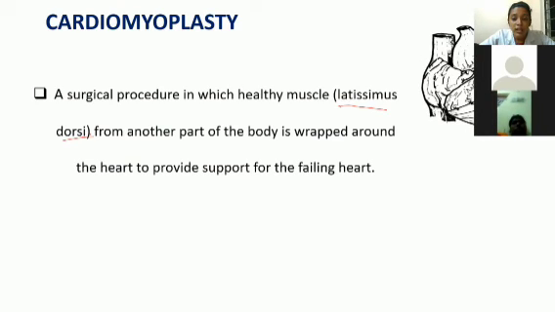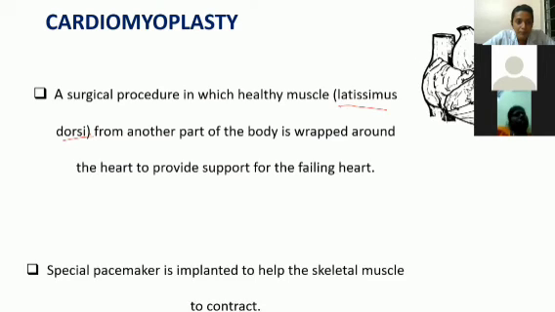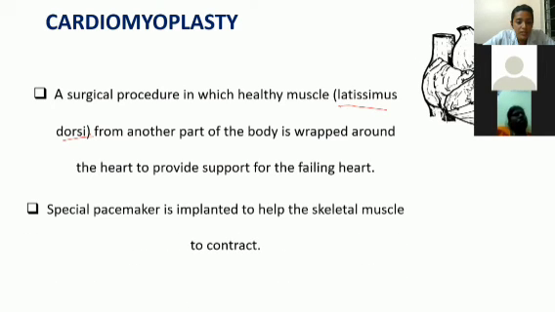if the heart muscles cannot contract and relax easily, or they are failing. In order to provide support to these heart muscles, we wrap this latissimus dorsi muscle around the heart. That is cardiomyoplasty. A special pacemaker is implanted to help the skeletal muscle contract. This latissimus dorsi is a skeletal muscle, which does not have the property to contract on its own, so we also place a special pacemaker which will help the skeletal muscle to contract.